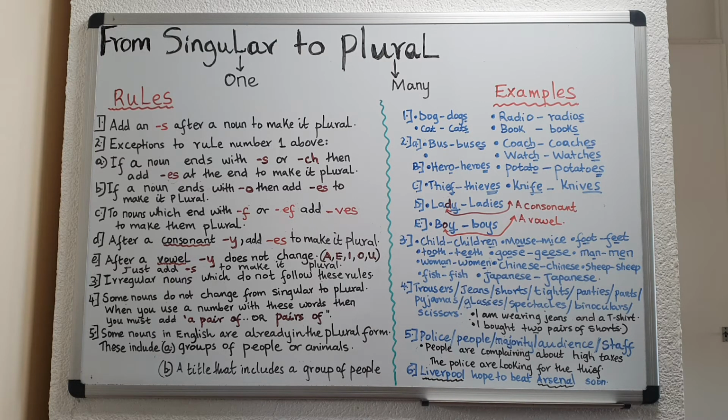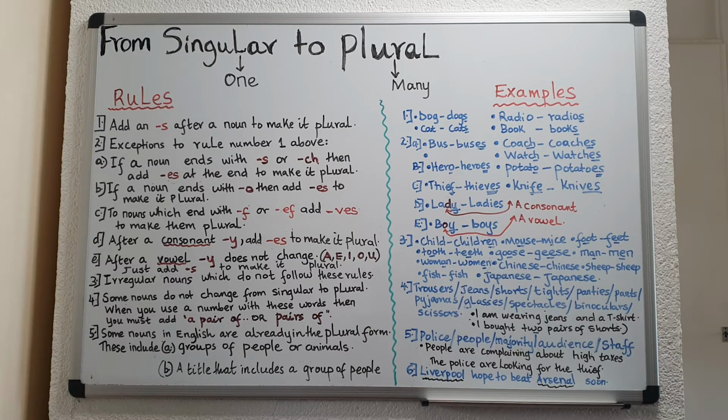Rule number 2E. After a vowel, remember I said vowels are 5 of them: A, E, I, O, U. So if a noun ends with Y, and the letter just before it is a vowel, then you don't change that noun to plural by adding ES. Instead, you just add an S to make it plural.